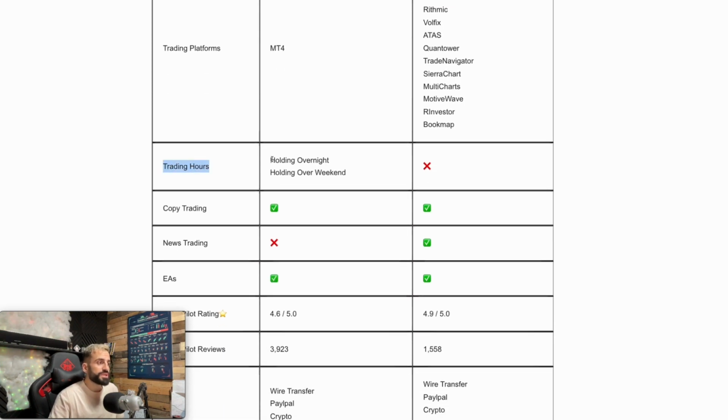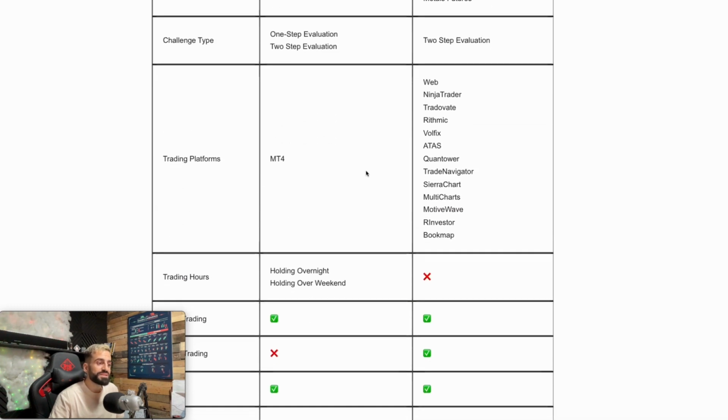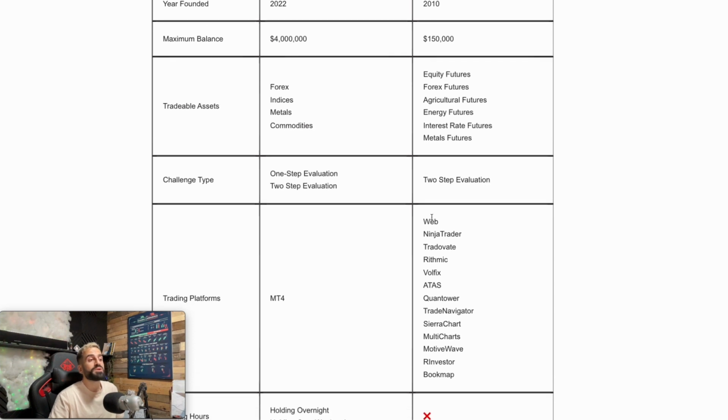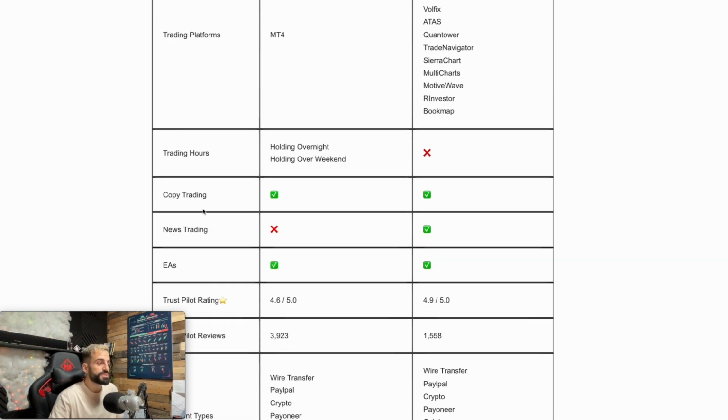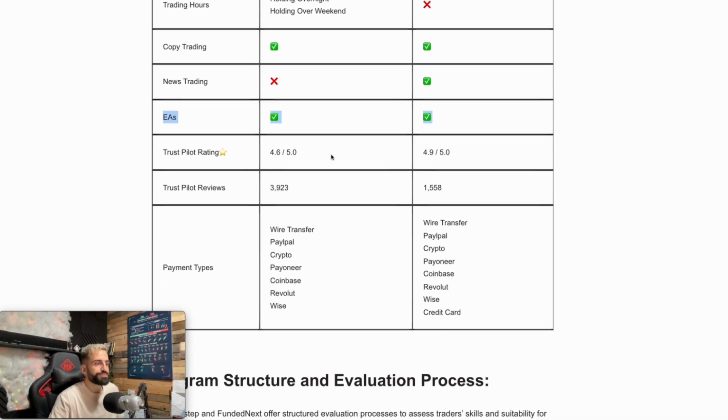Trading hours: you can hold overnight and over the weekend with FundedNext, but you cannot with Topstep, because it's futures, which are closed in the middle of the night and on weekends. Copy trading is allowed with both of them, but news trading is not allowed with FundedNext. EAs are allowed with both of them.